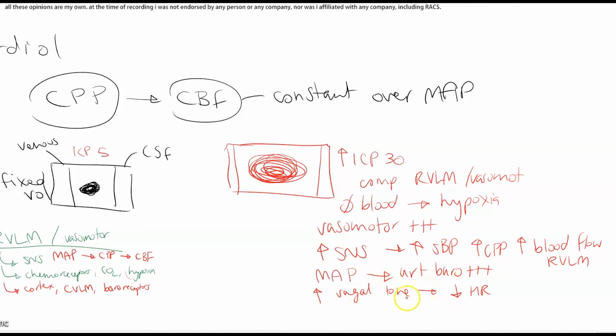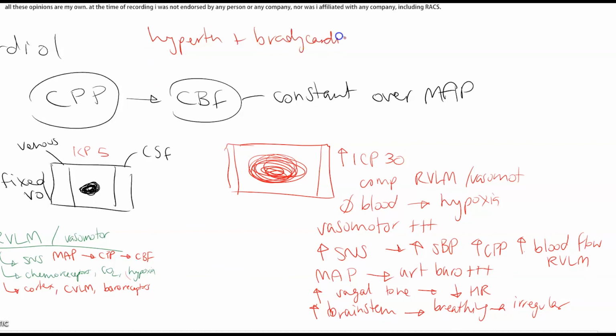Now, the increased MAP also puts increased pressure onto the brainstem. And the brainstem houses all of our breathing centers. The increased pressure on the breathing centers results in irregular breathing. Now, this combination of hypertension plus bradycardia plus irregular breathing is our Cushing's reflex. And this is why having an intracranial mass can result in the Cushing's reflex.